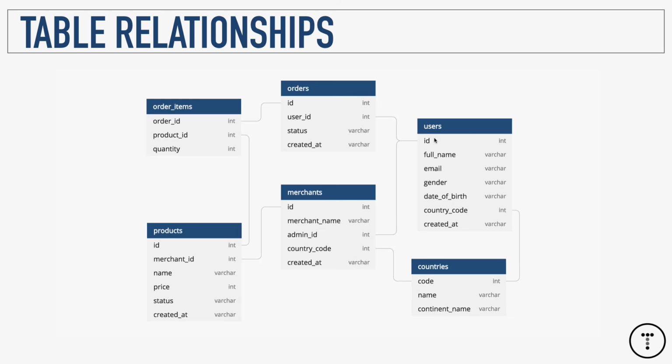Now, in relational databases, you have something called a primary key, which is basically the unique identifier or key in your table. So you don't want to use something like name for your primary key because there might be more than one user with the same name. So the ID is always going to be unique.